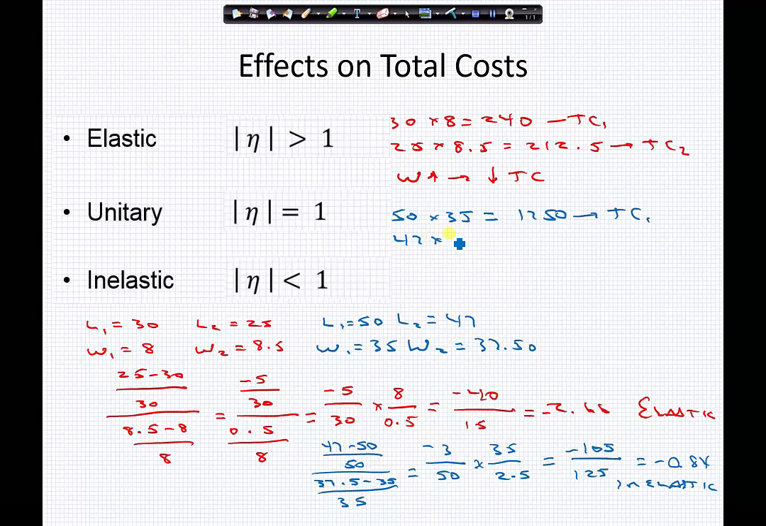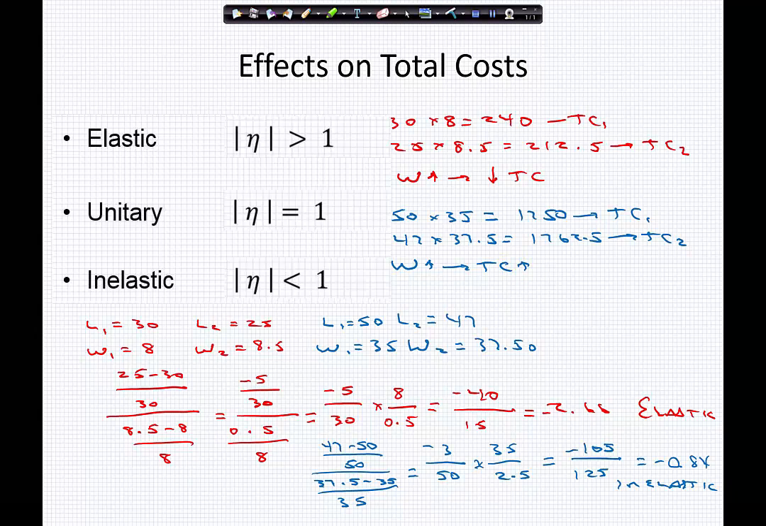47 times 37.5, and that's going to equal now for us 1762.5, which is our second level of total cost. So what we've seen is that as the wage rose, then it led to some increase in total cost.